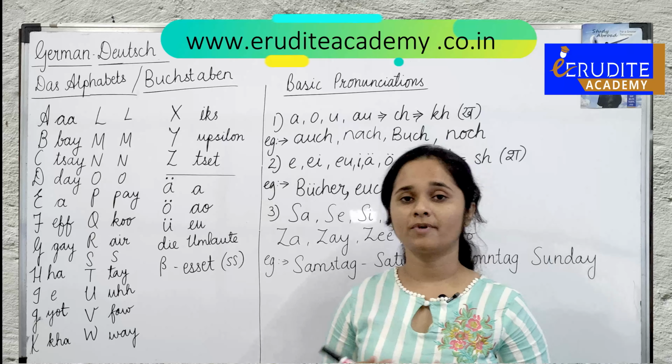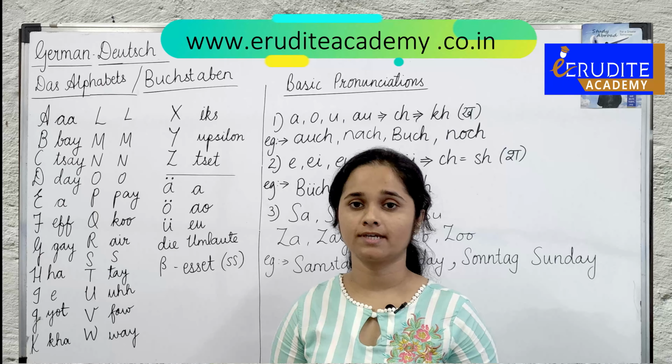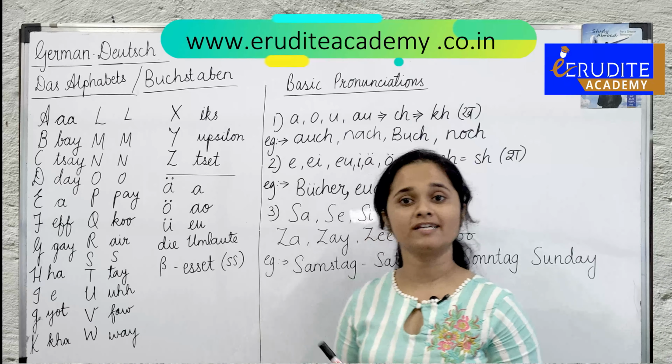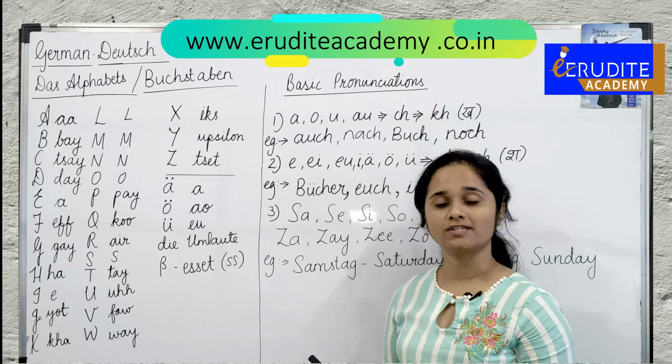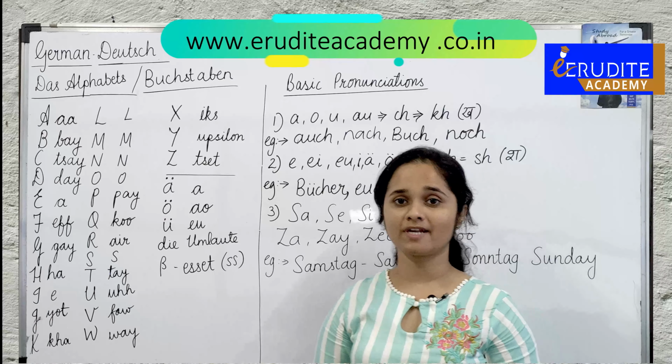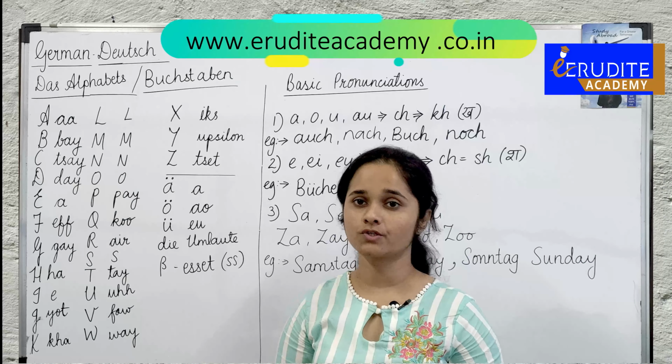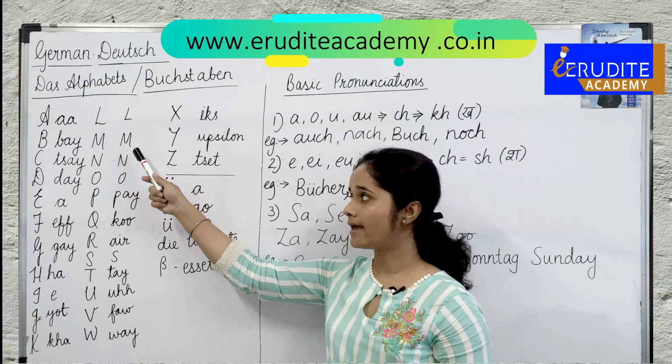J is pronounced as Yot. This is something different. I'll be giving an example of the same. Then K is Kha. L, M, N and O have the same pronunciations as in English. So it is L, M, N, O.